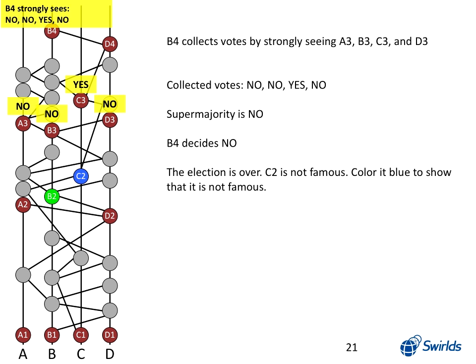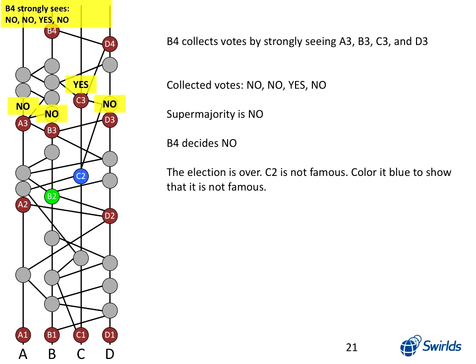That is a supermajority of no's. 3 out of 4 were no's. 3 is more than 2/3 of the population. So B4 decides no. And when you decide, the election's over. No need for any more calculations.